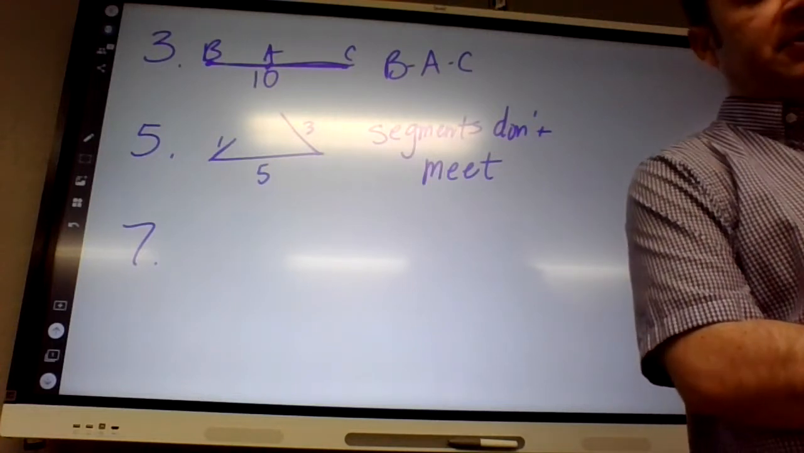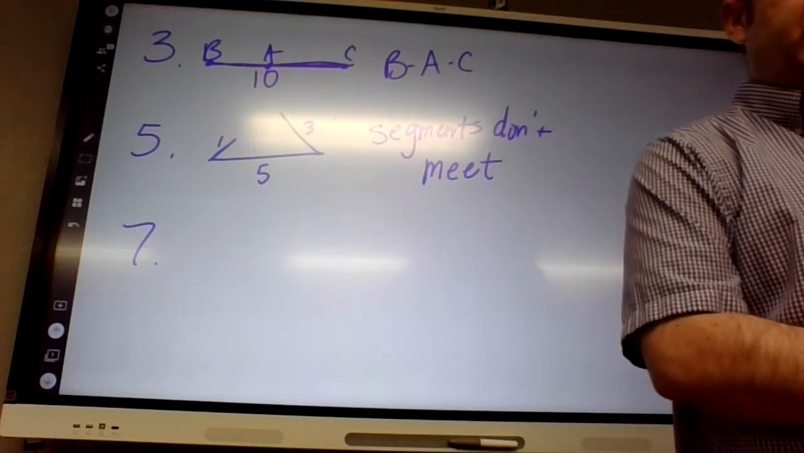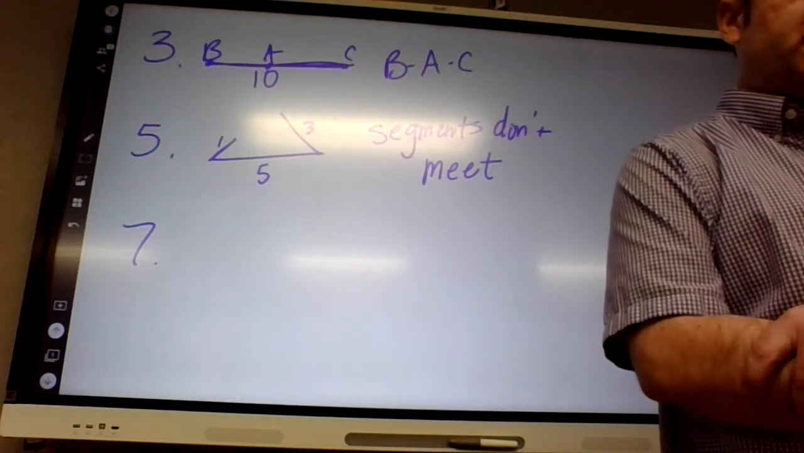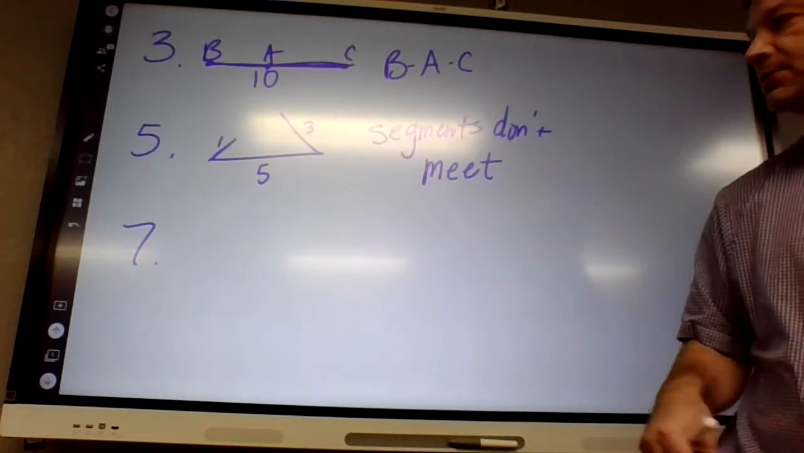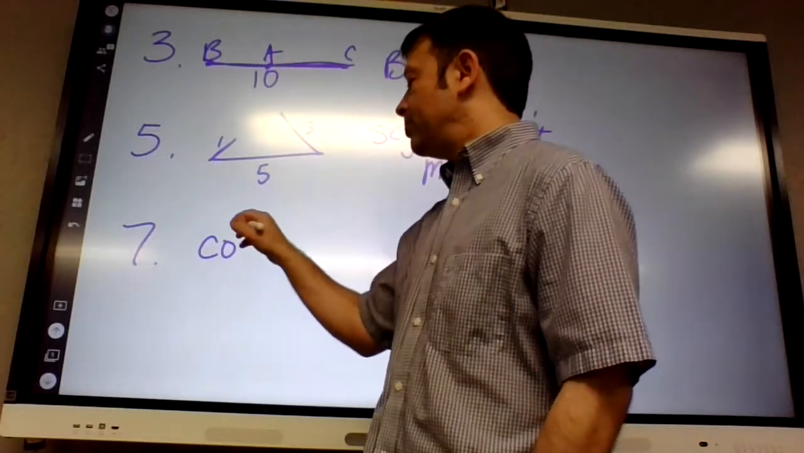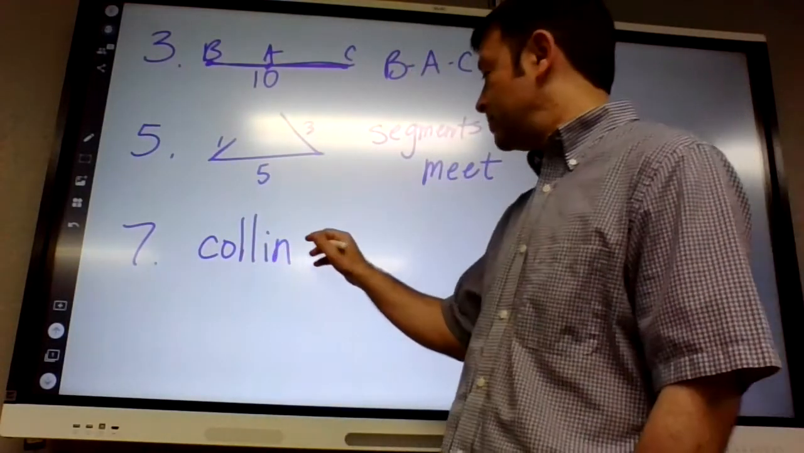They don't ask us to make a sketch. So on number 7, can the 8 and 4 sides go with the 12, make a triangle with 12? No. What would it make? Straight line. So they put collinear points. Is that 2 ends or 1? I always forget. 1 end.